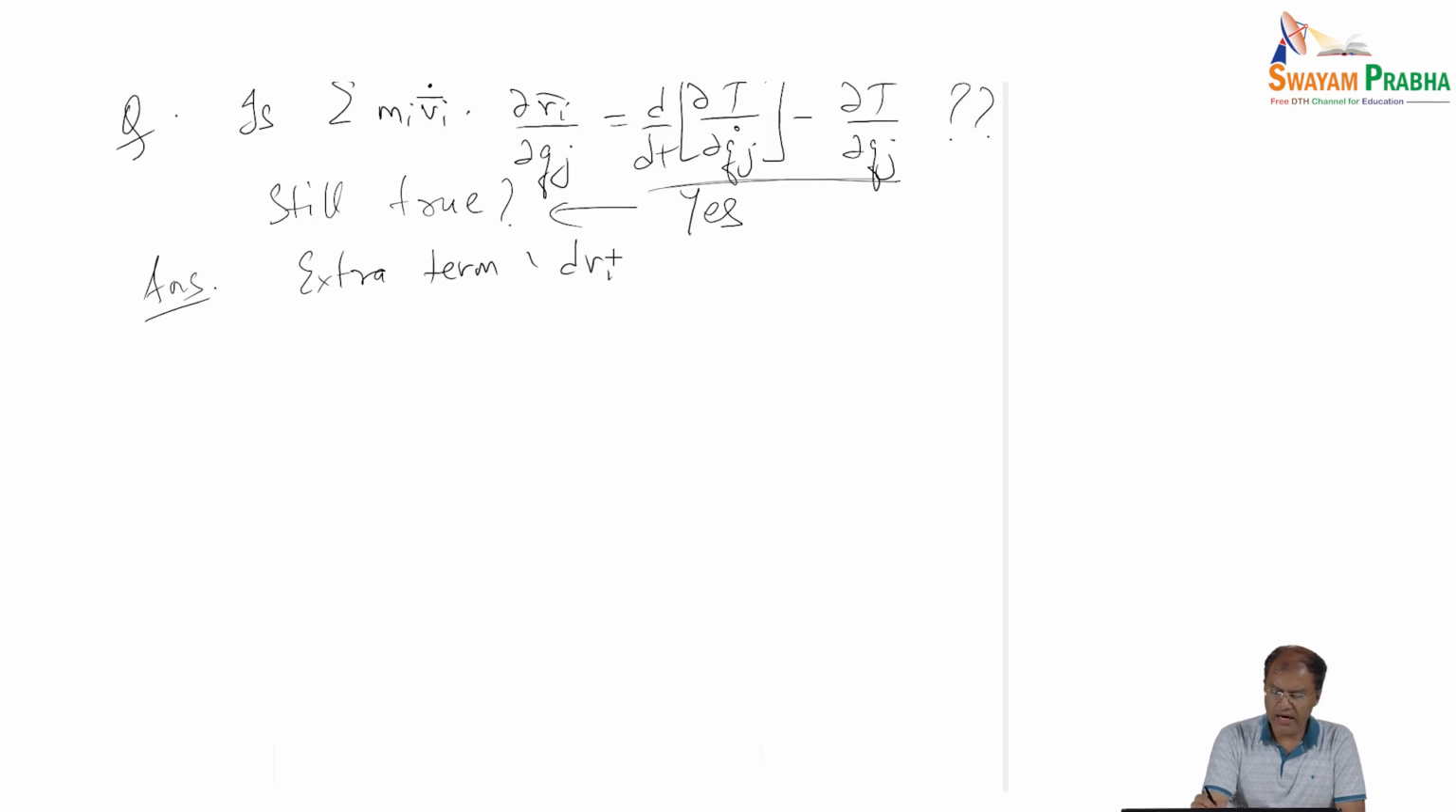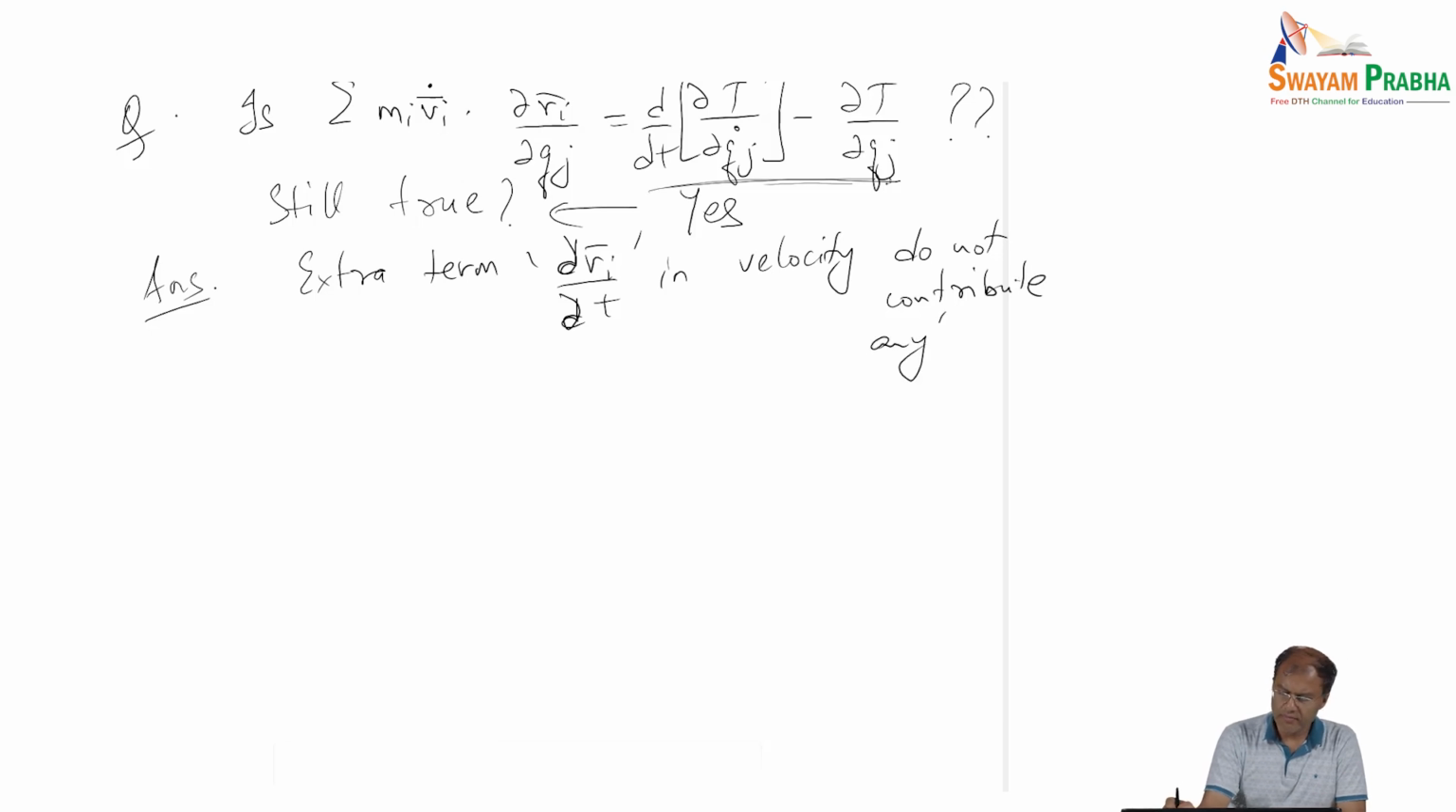which is my dri dt, right? Partial ri partial t, we will have these extra terms. Why? Because when we do all these derivatives on the right hand side of this Lagrange equation, we will use chain rule, we will have these derivatives of the form dri dt. So this in velocity does not contribute anything. Why? Because the time is fixed here. So that is what we expect.